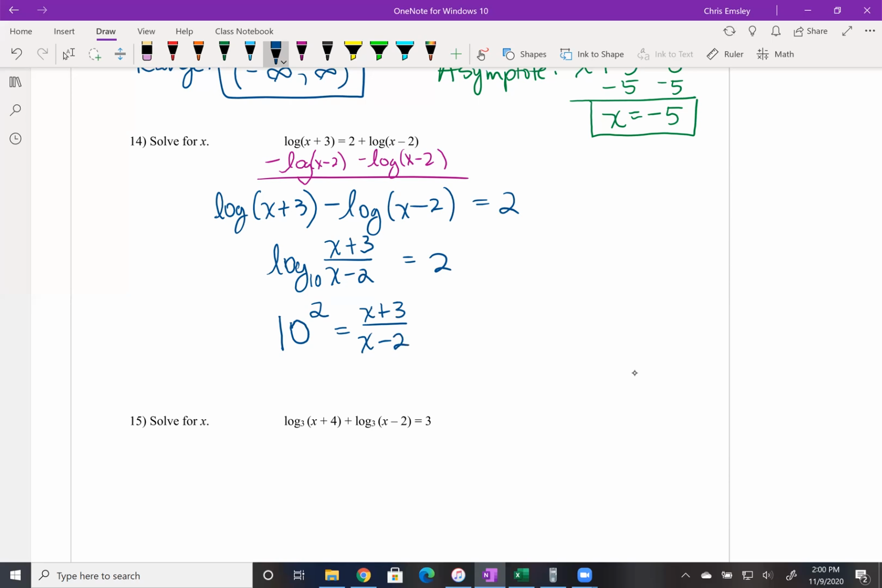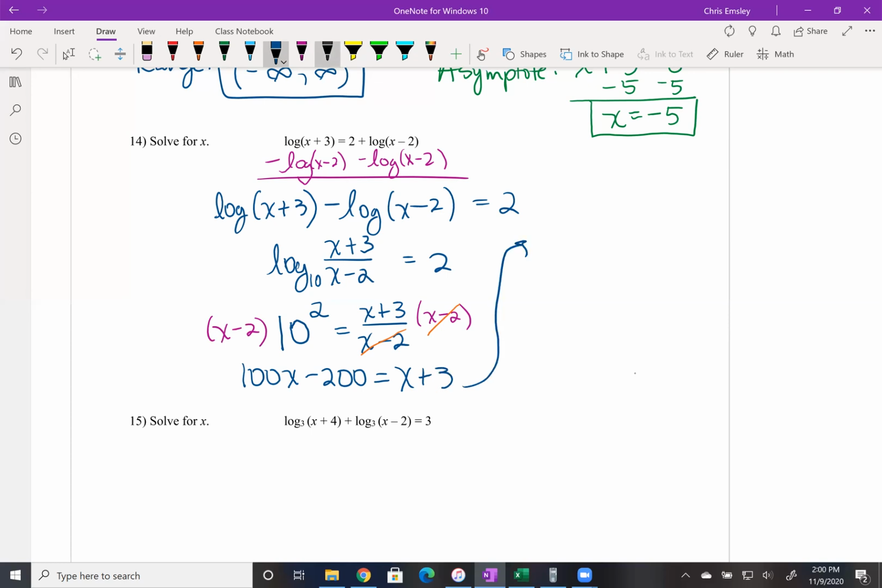Okay, so 10 squared, that's 100. We can go ahead and multiply that out. We want to solve this, get rid of that denominator, multiply both sides by x minus 2. So I'm going to distribute, remember 10 squared is 100. I'm going to distribute that 100, so I get 100x minus 200 equals, and over here we had some canceling going on, so it equals x plus 3.